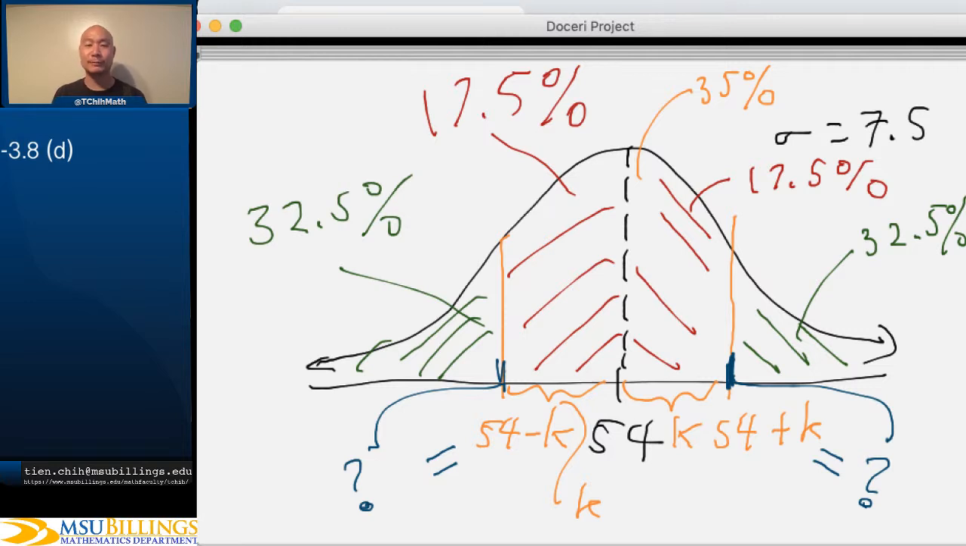So hopefully that helps clarify this. And this sort of thinking is really what you should do with every single one of these problems about the normal curve. It's really the best way to think about these things. All right, I hope that helps.